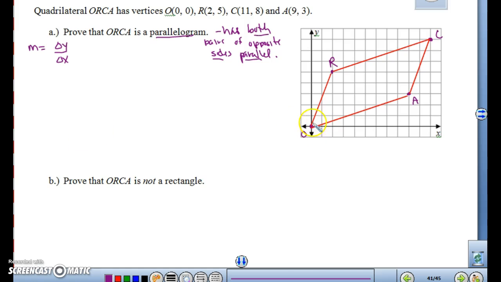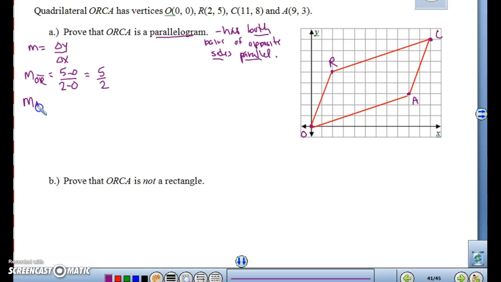So let's do the slope of OR. All right, so I'm going to say the slope of OR using the coordinates O and R. My formula is delta y over delta x, 5 minus 0 over 2 minus 0. So that's going to be a slope of 5 over 2. What other side do I have to see if it's parallel to? Well, OR, the opposite side would be AC.